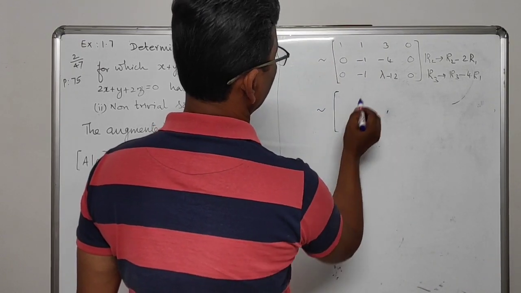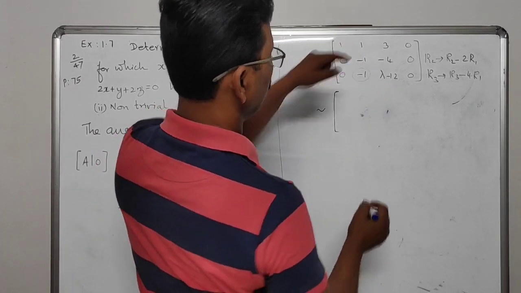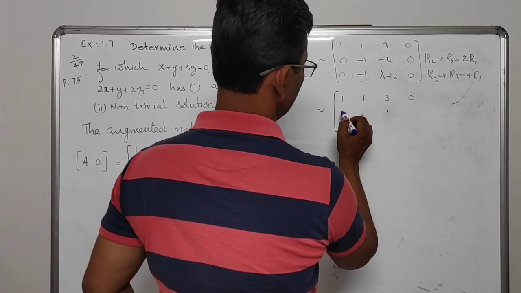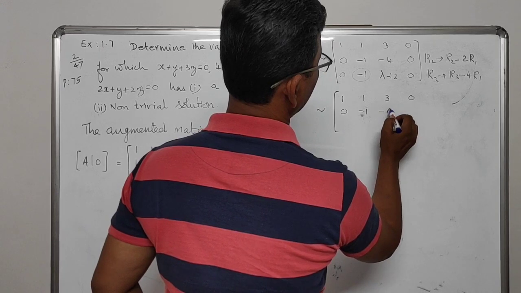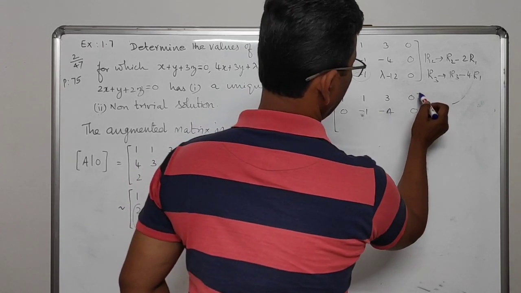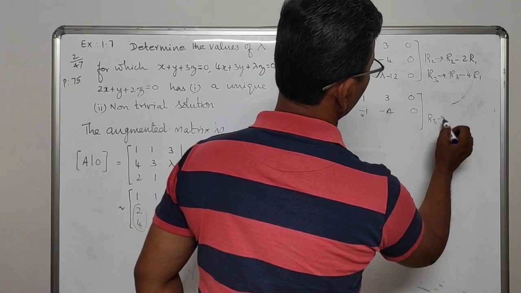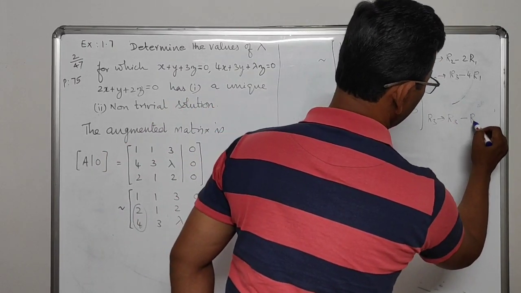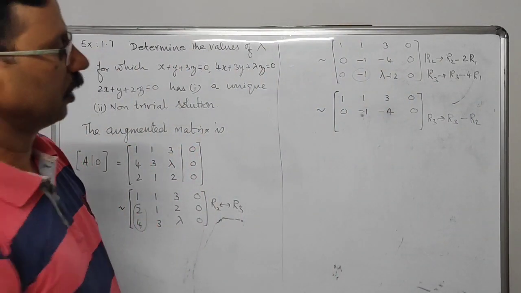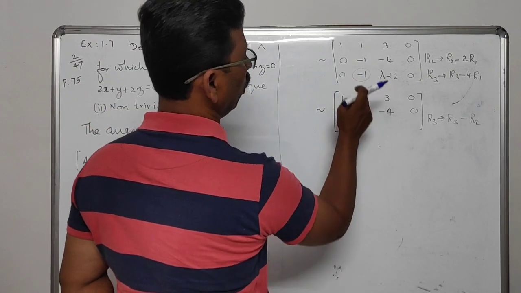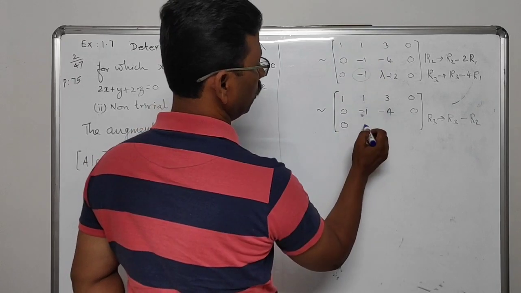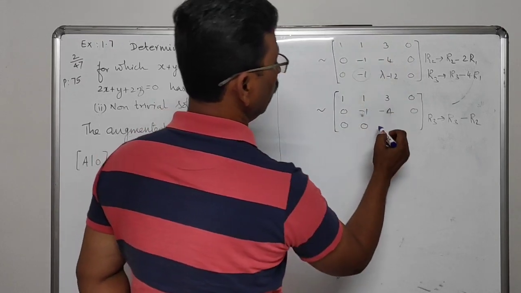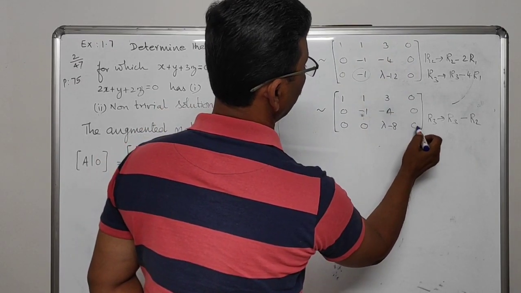Now you want to make this element 0 with the help of this previous row. Therefore, you can write the first two rows as such: 1, 1, 3, 0. This is 0, minus 1, minus 4, and this is 0. Then here you can write R3 gives R3. See, both are same sign and same values. You can directly subtract R3 minus R2. Therefore, 0 minus 0 gives 0. Minus 1 minus of minus 1 gives 0. Lambda minus 12, then plus 4, since minus of minus 4 becomes plus 4. We get lambda minus 8. Then this will be equal to 0.